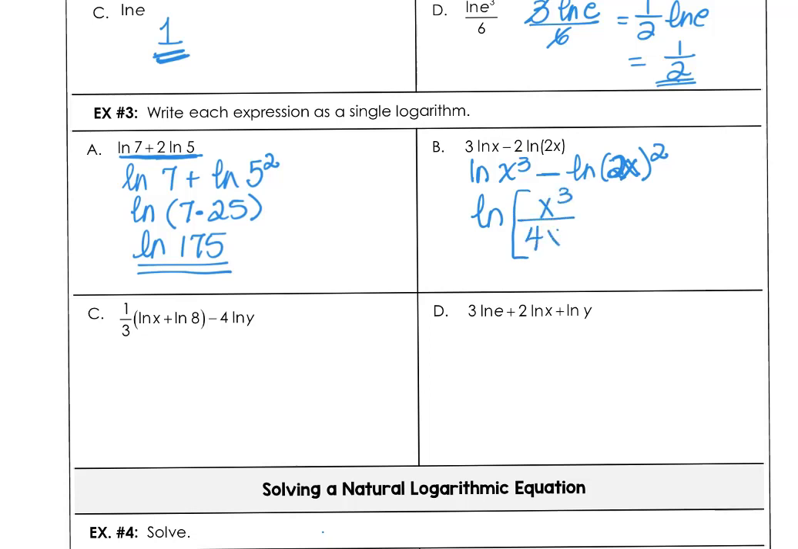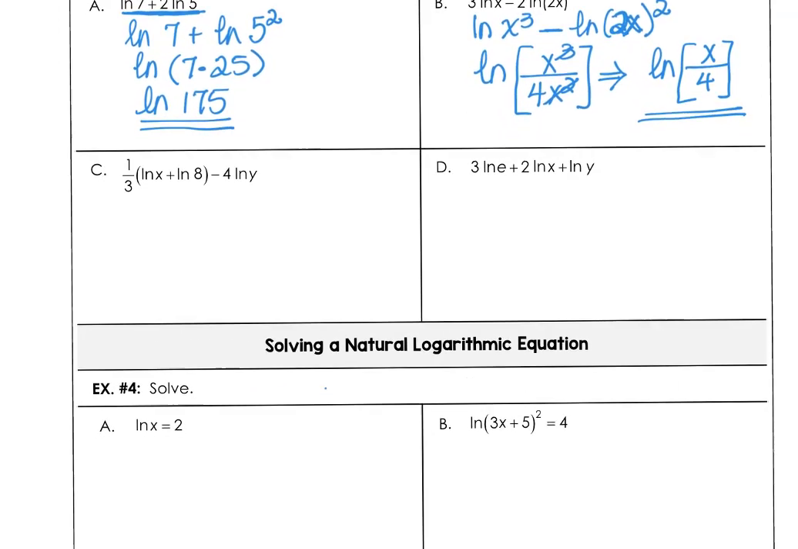by 4x squared. Now, if you want to go one step more, we can simplify by dividing x squared into the x cubed, which would finalize our answer to be natural log of x divided by 4 as a single logarithm, natural log of x divided by 4.